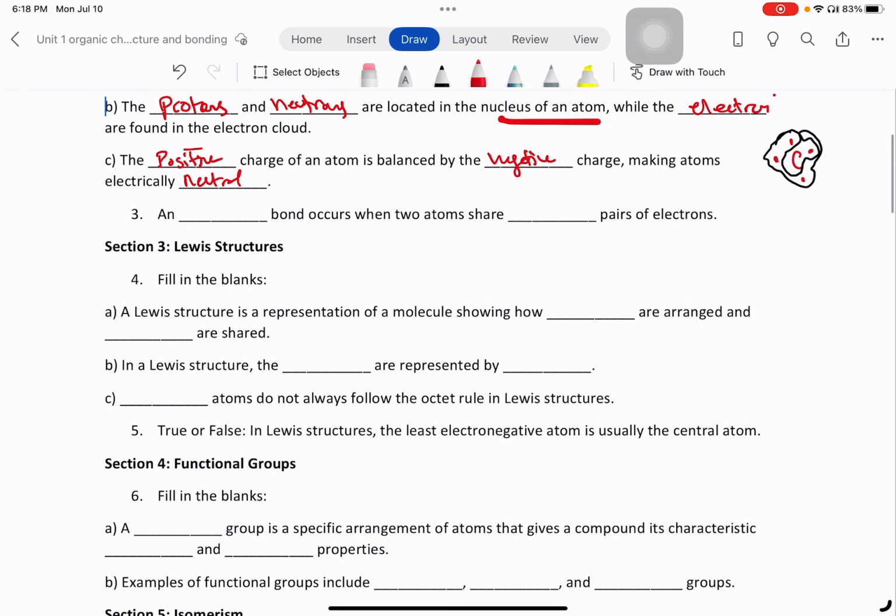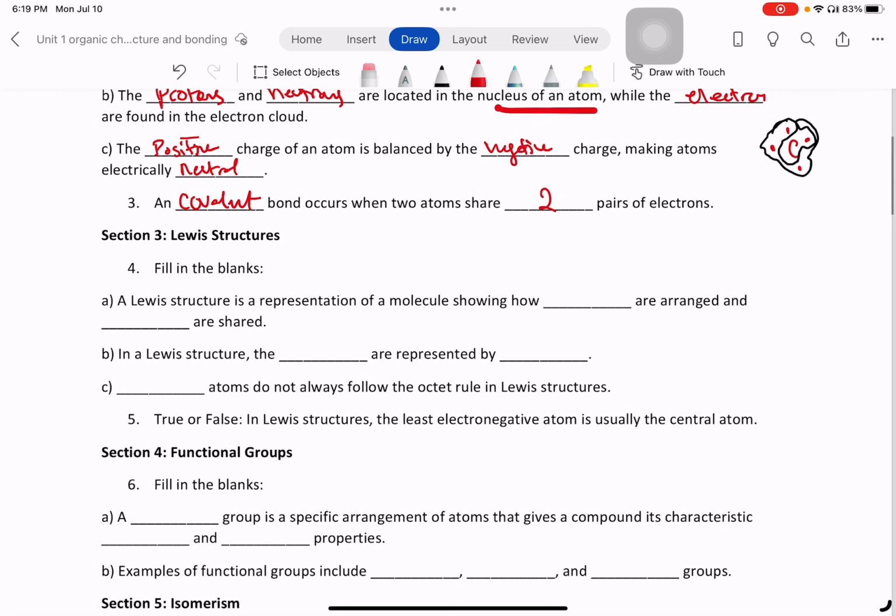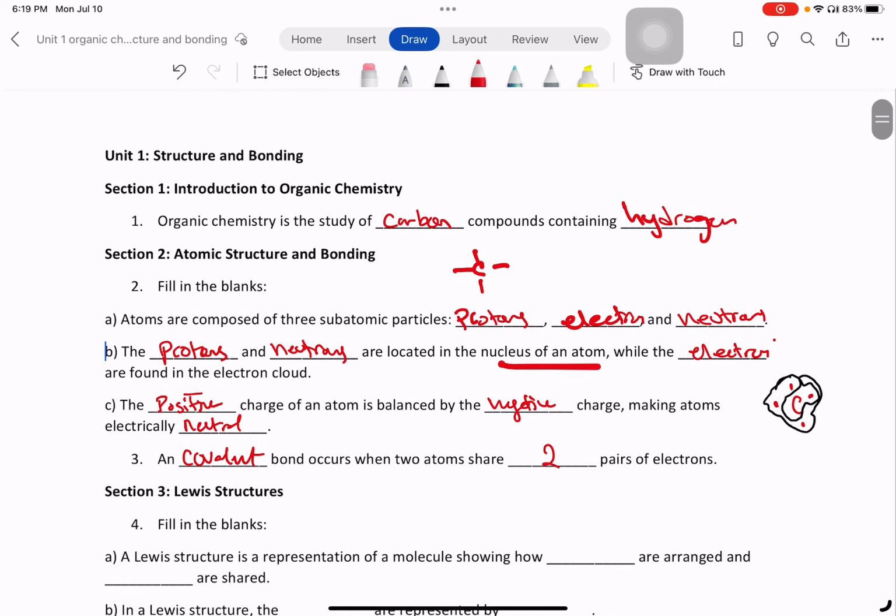However, you can have ions, which are atoms that are either positive, which makes a cation, or negative, which makes an anion. All right, and then we can say, what bond occurs when 2 atoms share pairs of electrons, right? A covalent bond occurs when 2 atoms share pairs of electrons. All right, so this is just the review that we have from general chemistry.